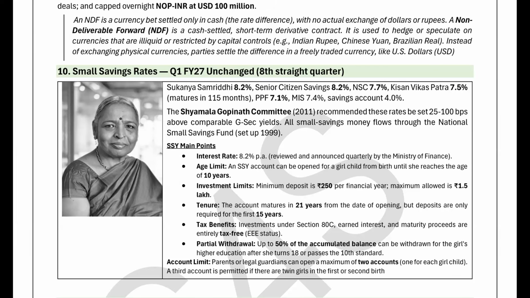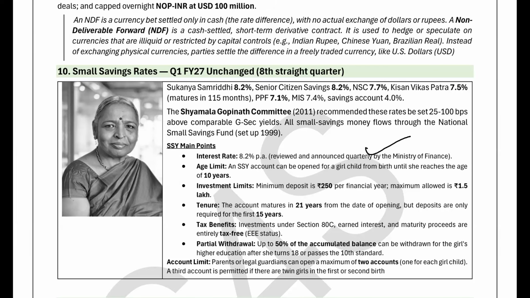The Shyamala Gopinath Committee, in 2011, recommended that these rates be set 25 to 100 BPS above comparable government security yields. All small savings money flows through the National Small Savings Fund, set up in 1999. What are the main points of SSY? Please try to understand the main points of small savings rates. What is the interest rate in Sukanya Samriddhi Yojana? It is 8.2%, reviewed and announced quarterly by the Ministry of Finance.